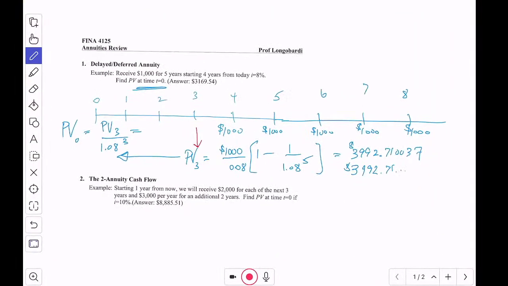So we do have the final answer. I'm going to round at 3169.54. And I can circle my final answer like that. Next problem. Do you want me to do the next problem? Next problem.